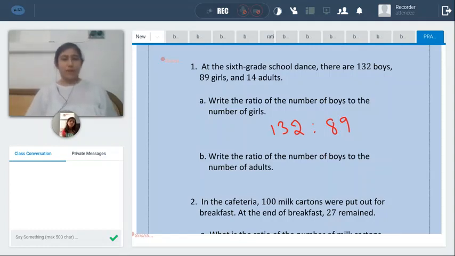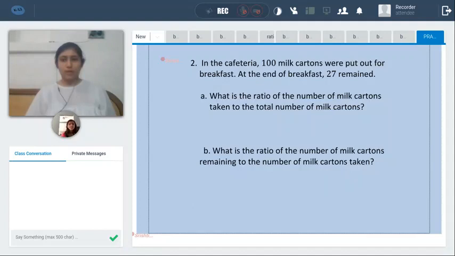In the cafeteria, are you able to see the question? The second question? No. I don't know why your screen is not getting scrolled down. Yeah, because it's all in your hands. Your screen will be scrolled down by you only. But it's fine.